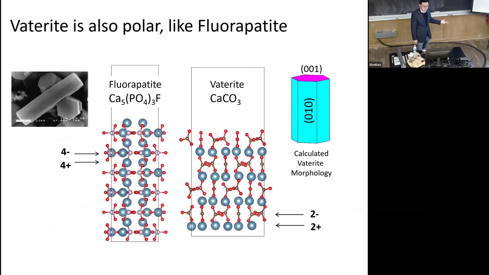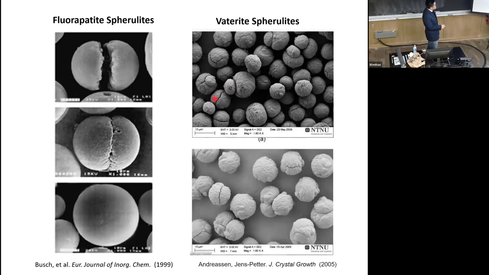Motif as the crystal structure of fluorapatite. It also has alternating 2 plus 2 minus ions, which also gives it a net dipole. And in fact, if I look at the predicted Wulff morphology, it actually looks very similar as well. Here are fluorapatite spherulites, and here are vaterite spherulites. You also see sometimes these little fracture lines in them. So indeed, this is the mechanism that's driving this.